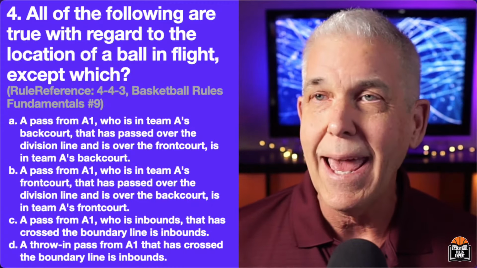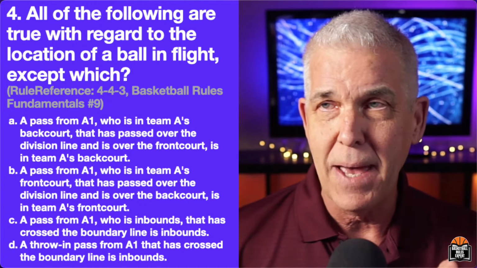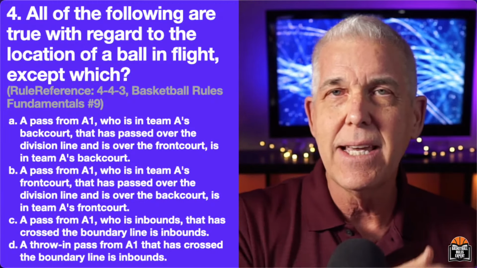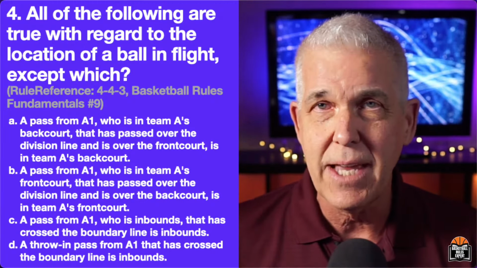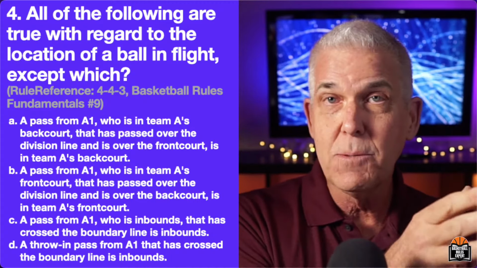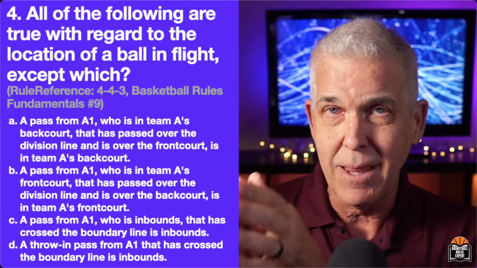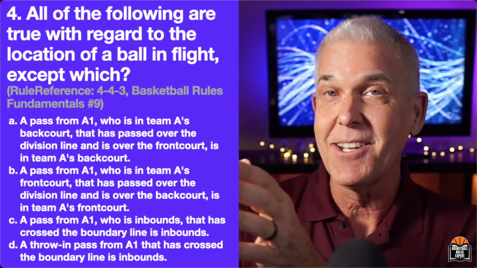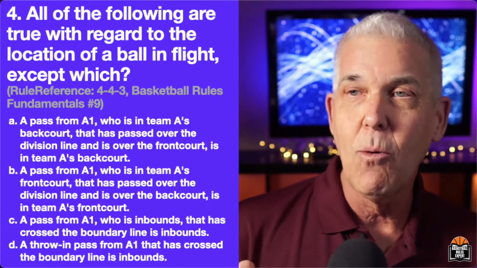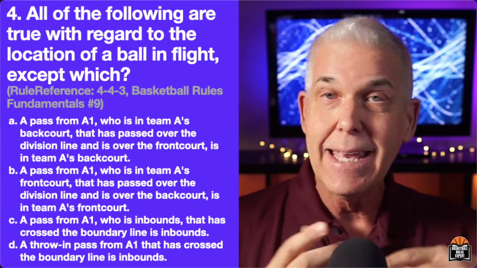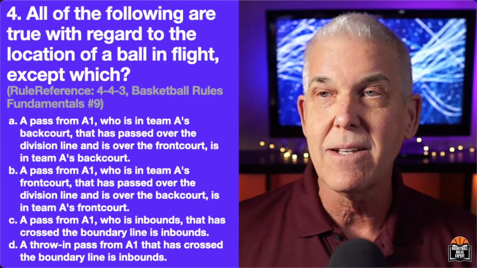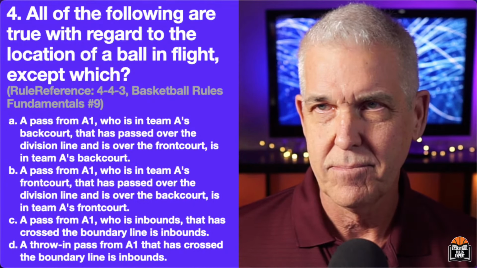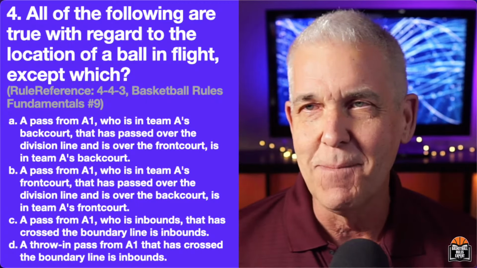So let's look at them one by one. A, a pass from A1 who is in Team A's backcourt that has been passed over the division line and is over the front court is in Team A's backcourt. Is that a true statement? Well, the status of the ball will always be where it was last in contact with a player or the court. And if it's a player, it's where that player was last in contact with the court. So this ball, which has been passed from the backcourt, is in flight over the front court, still has backcourt status. Yes, that is a true statement.